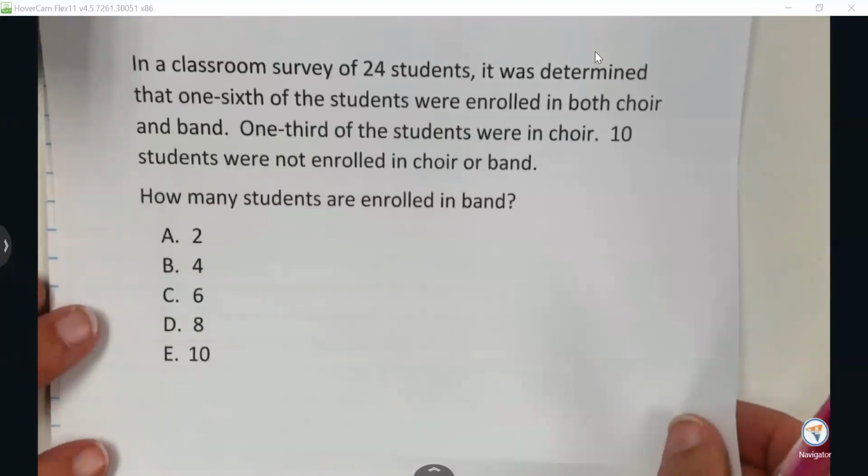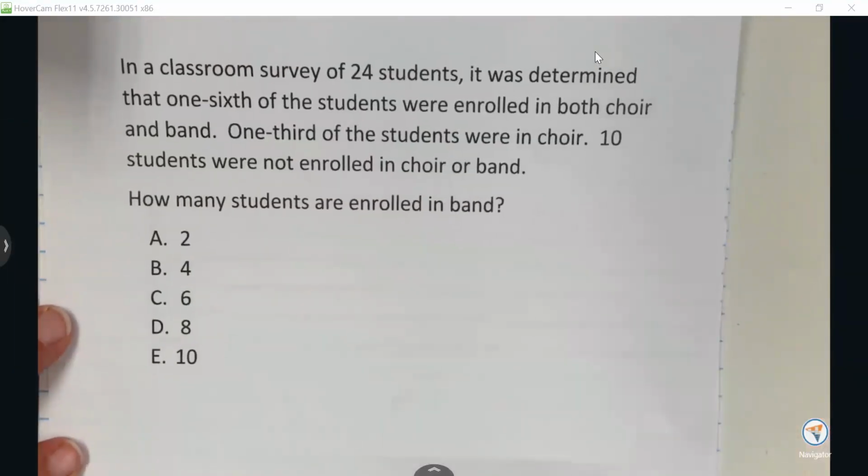Okay, here's one that's similar. If you want to stop and pause and read it and go over it, I'll give you a minute. In a classroom survey of 24 students, it was determined that 1/6 of the students were enrolled in both choir and band. 1/3 of the students were in choir. 10 students were not enrolled in choir or band. How many students are enrolled in band?